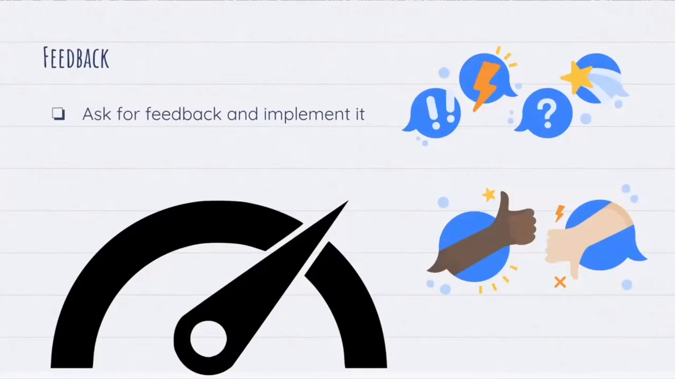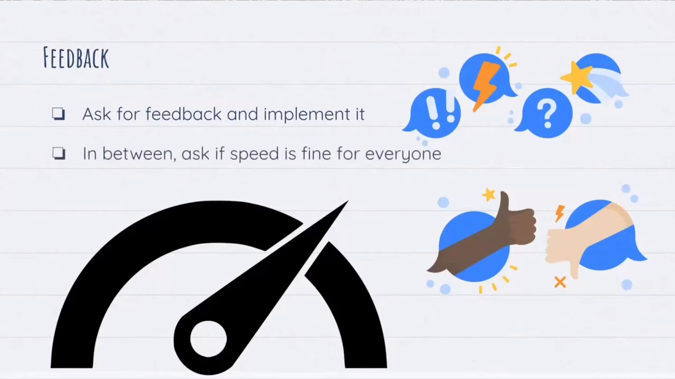So what I do is I create a feedback form for my class, and I just share that at the end of the class for the kids to fill it out. So I know what I'm doing wrong and what I'm doing well, so I can implement it in my next class.